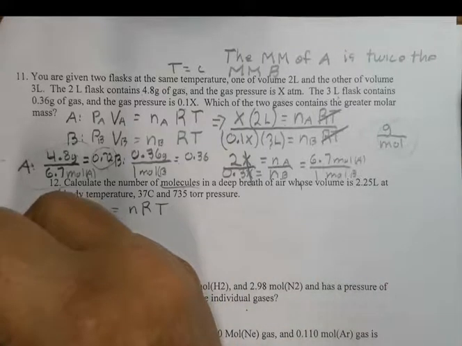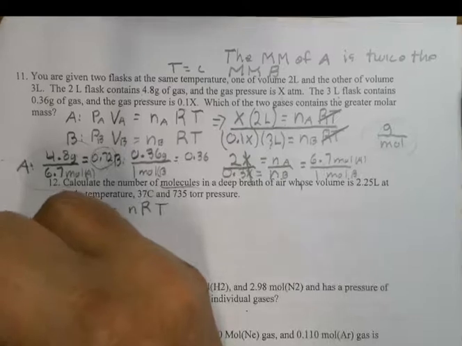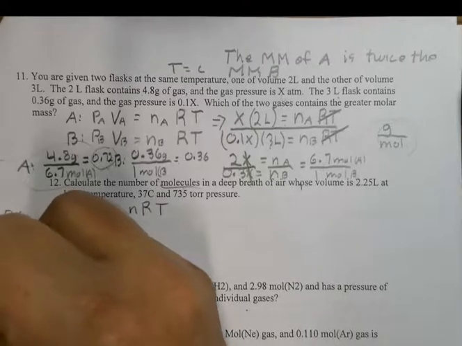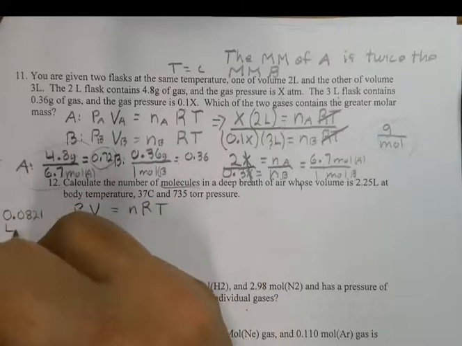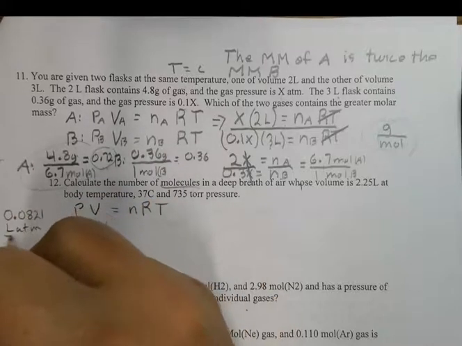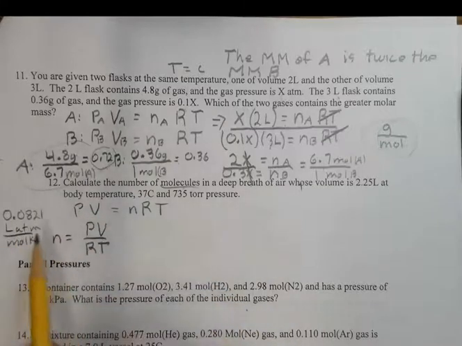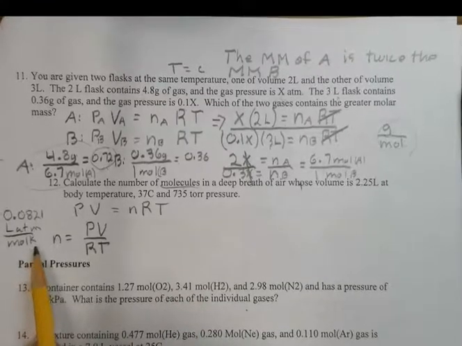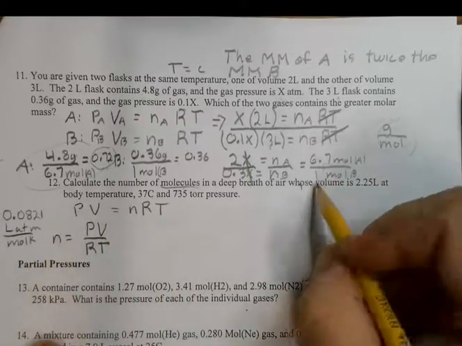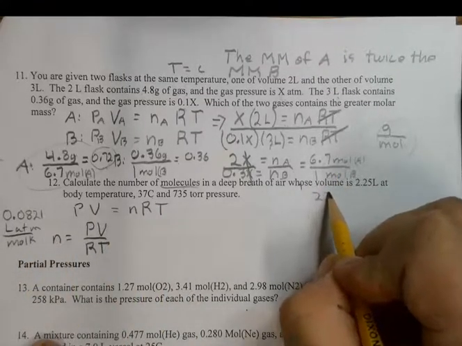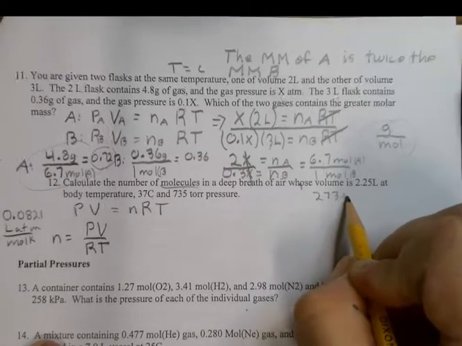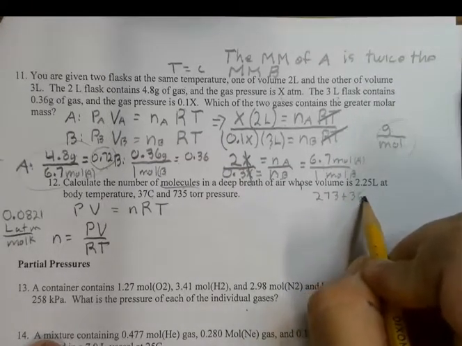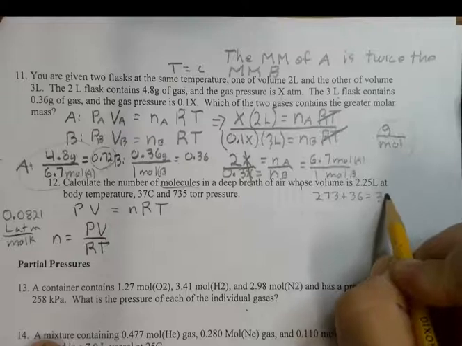The gas constant is R equals, the more times you write this, the better, 0.0821 liter atmosphere over mole kelvin. So we have to have our pressure in atmospheres, not torr. We have to have our temperature in Kelvin, not centigrade. So let's take care of this. Temperature is 273 plus 36. That's going to equal 309 Kelvin.